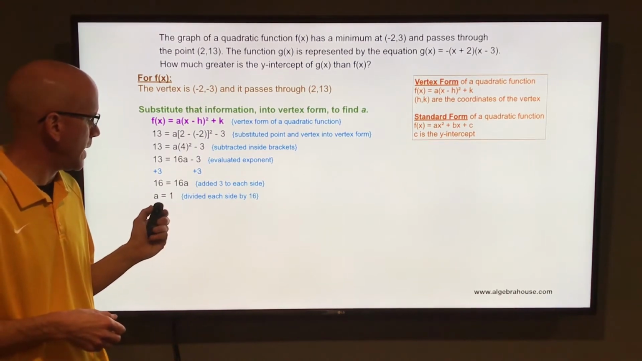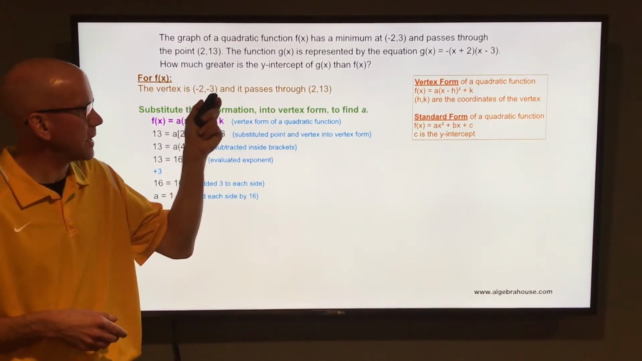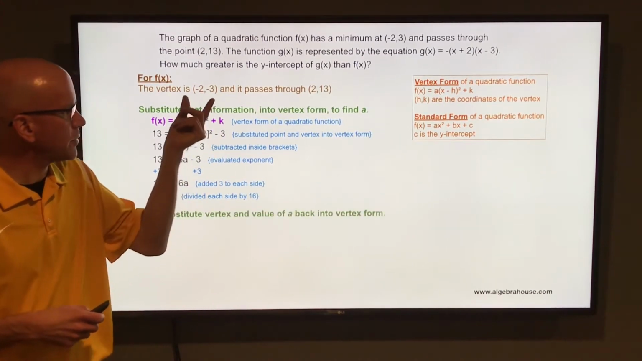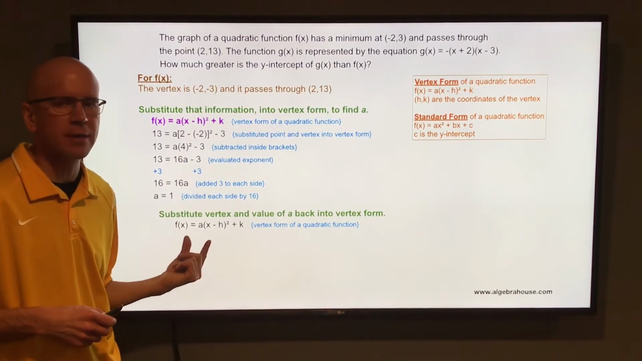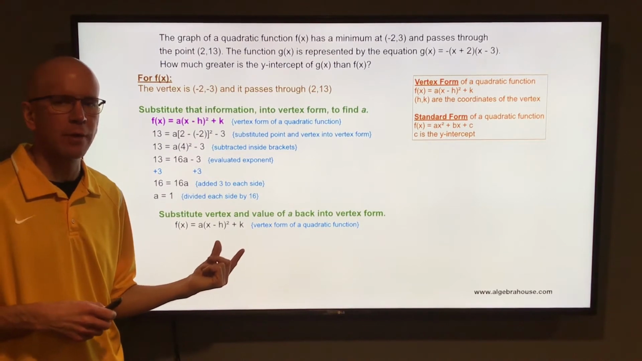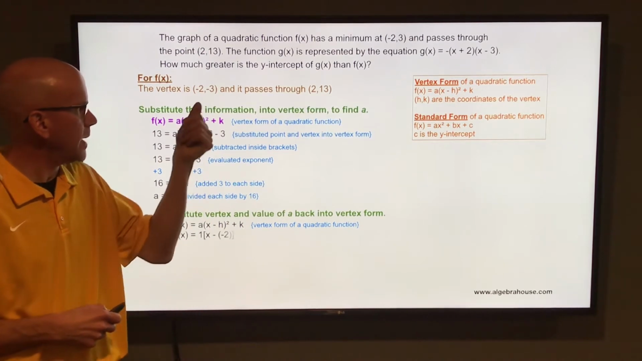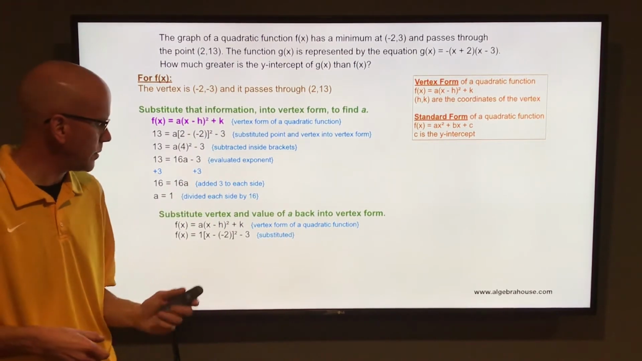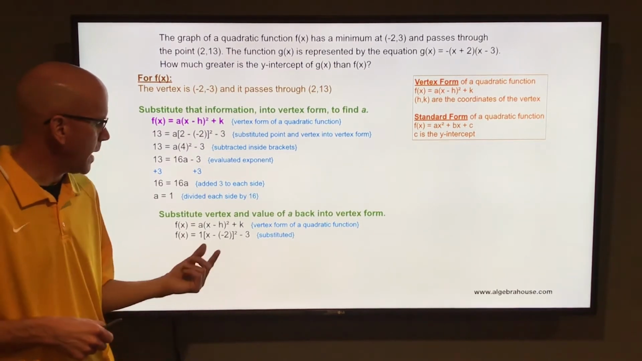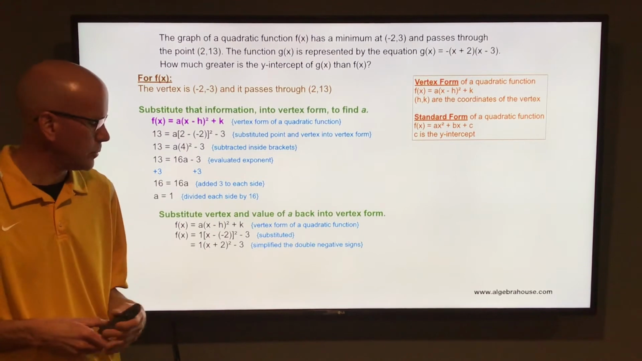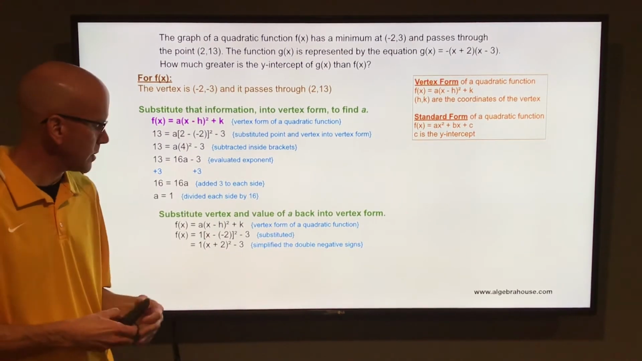What do we need that for? Well, we're going to take that a, which is 1, and substitute that into vertex form, along with this negative 2, negative 3. After we do that, then we're going to get it in standard form. So put 1 in for a, negative 2 in for h, and negative 3 in for k. So when we do that, you have f of x equals 1 times x minus negative 2 squared minus 3. X minus negative 2 is x plus 2. Now that 1, you can drop that off. 1 multiplied by anything is itself, so you can drop the 1 off.